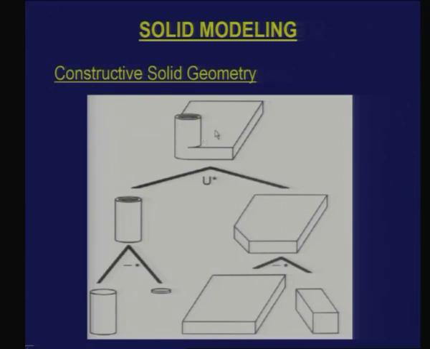This object may look a little complex, but it can be easily visualized as a combination of many known primitives which are put together by Boolean operations. In fact, the entire object can be modeled using just two primitives, a cylinder and a cuboid, or what you call a rectangular parallelepiped. Sometimes this primitive is also called a box. There are different names which are used. So I can use a box and a cylinder to build a more complex object.